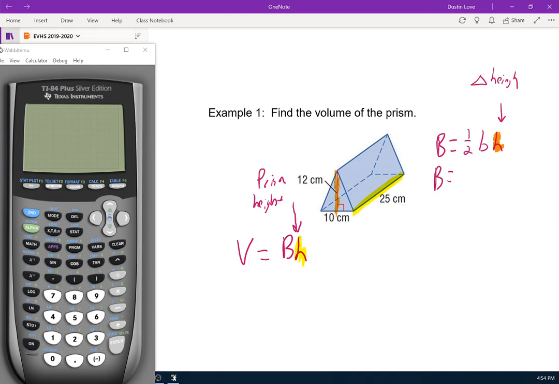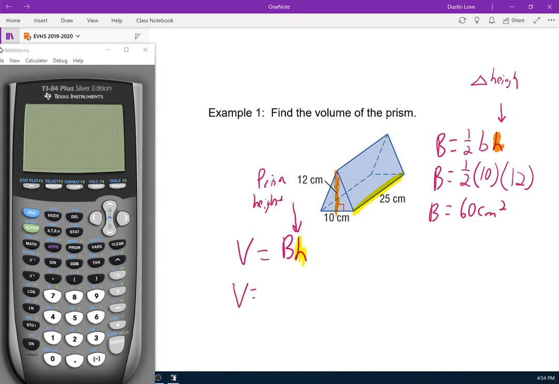Let's calculate the area of our triangle first. 1/2 times base of the triangle is 10 centimeters, times height of the triangle is 12. Multiply those through. 1/2 times 10 is 5, times 12 is 60 centimeters squared.